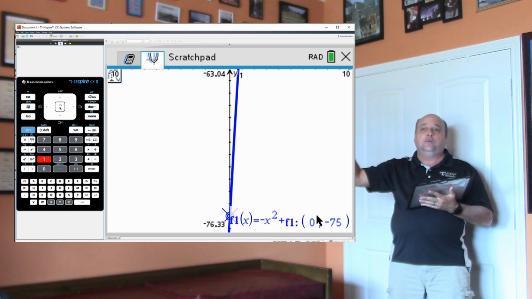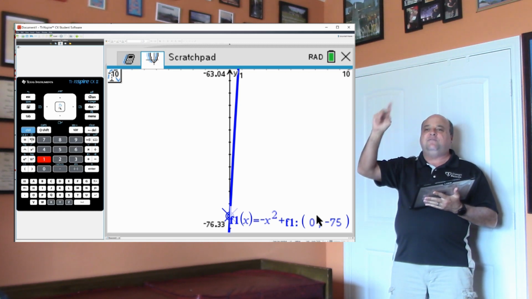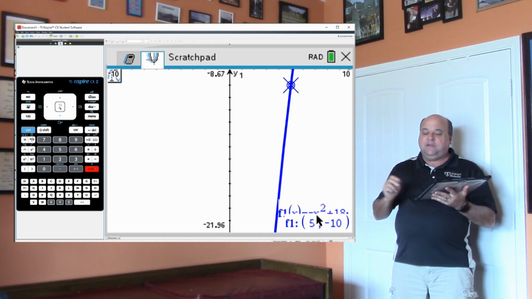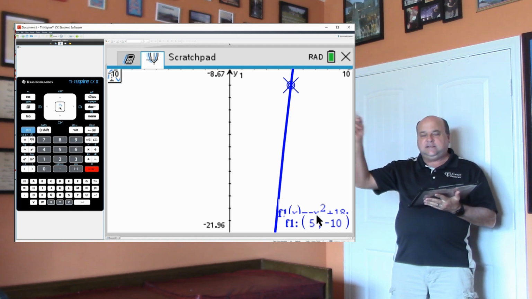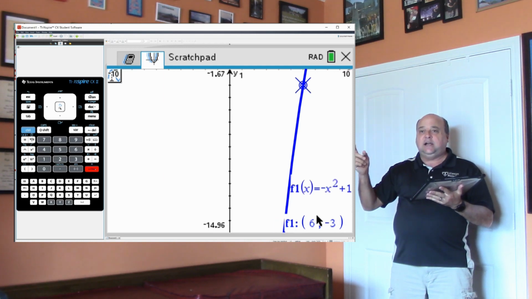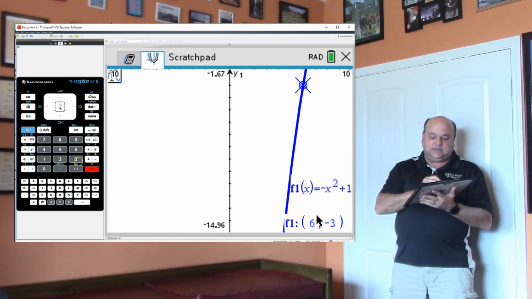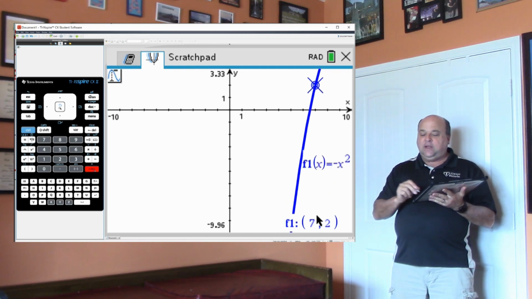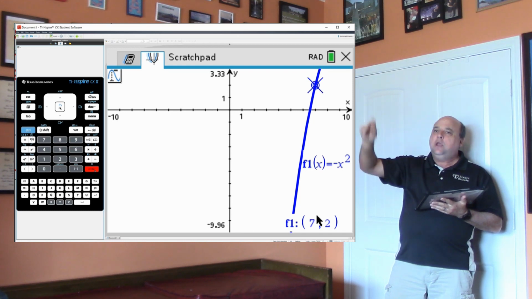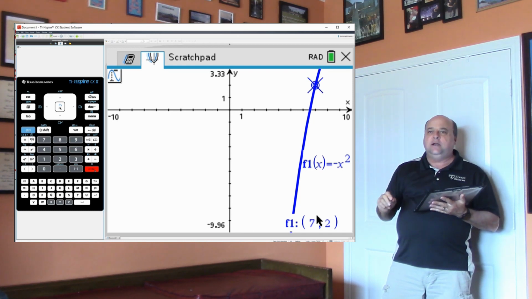Instead of hitting the right arrow button over and over and over, I'm going to hit 5 and enter. So 5 and enter. And notice I'm at 5, comma, negative 10. Let's hit 6 and enter. I'm at 6, negative 3. I'm almost to the x-axis. Let's hit 7 and enter. And now that I'm at 7, I can start hitting the right arrow button and get to the top now.